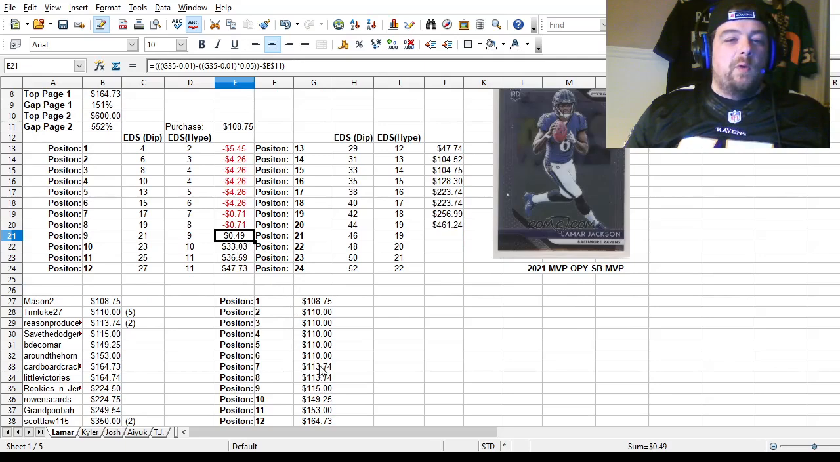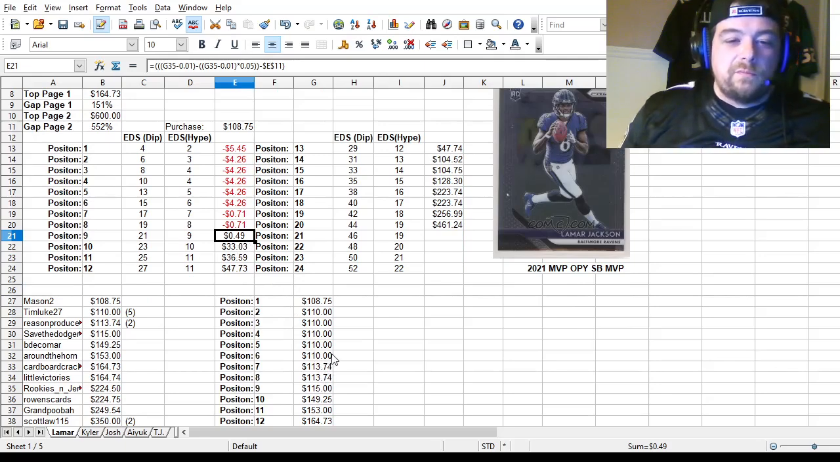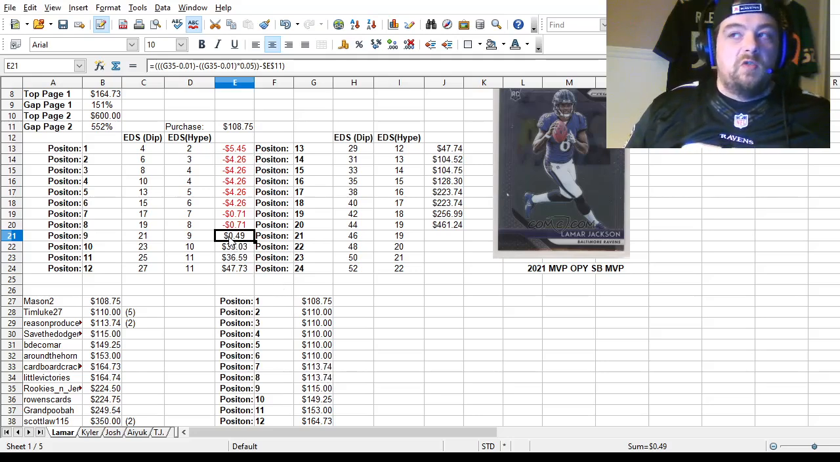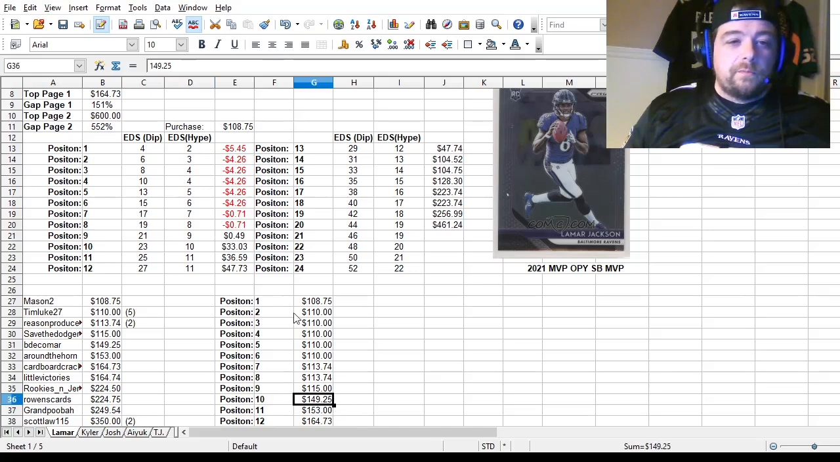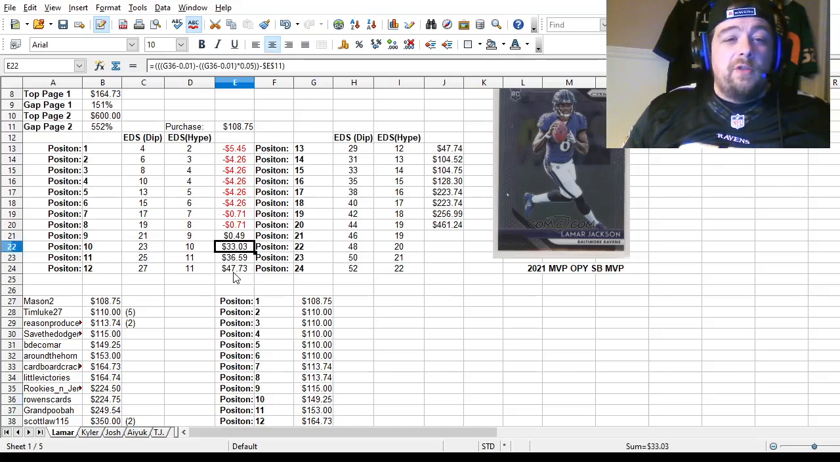So if I sell it for 114.99, I'll make 49 cents profit after the sale. Obviously not a big profit, and that's not necessarily what I'm looking at. For one more position, to get in position 10, I would have to sell it for 149.24. I'm going to make $33 profit if I sell at that position. So realistically, to have one spot difference, I'm going to make that much more of a profit to get it in that spot. Now, here's where the estimated days come in.